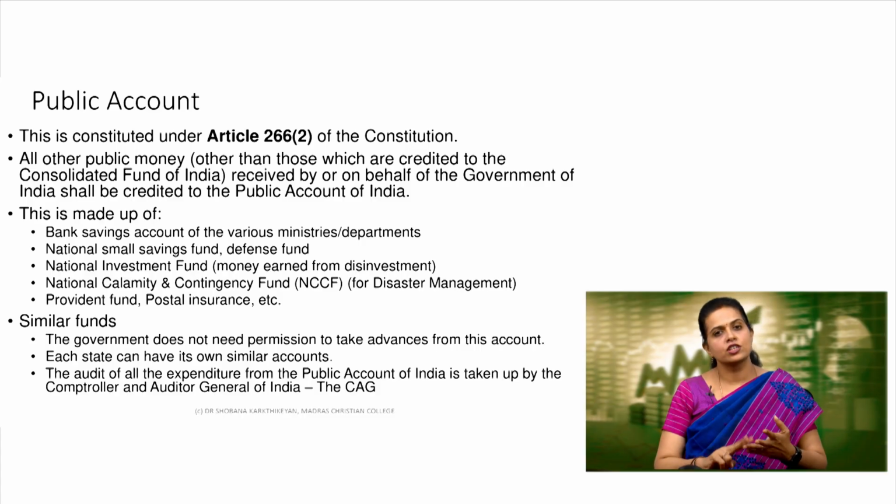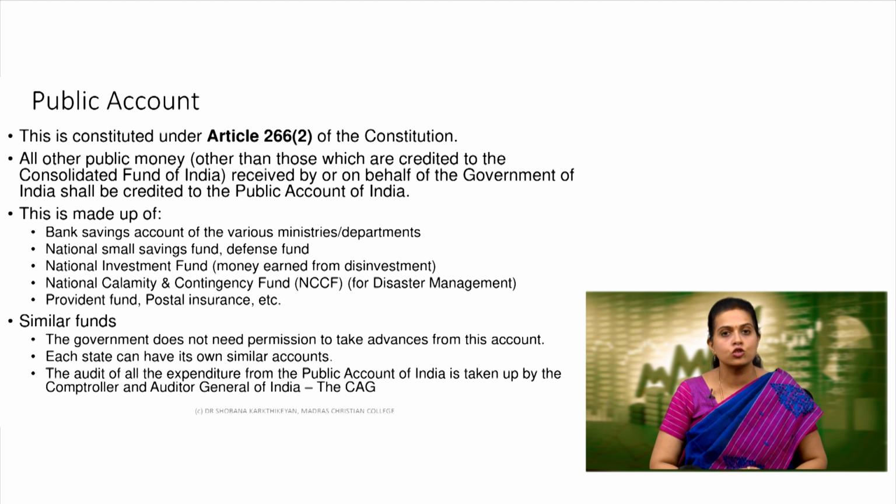The second of such accounts which are important is the public account. The public account is defined under Article 266(2) of the Indian Constitution. It says, all public money other than those which are credited to the Consolidated Fund of India, which is received on behalf of the government, shall be credited to the public account of India. So, this is a very important thing. So, what exactly is it made up of?